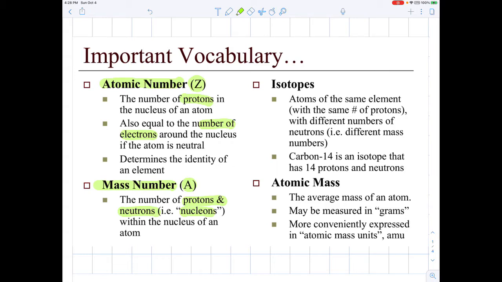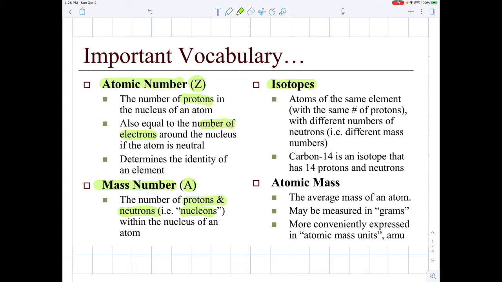Both the mass number and atomic number are counting numbers. So you're counting 1, 2, 3, 4 protons, etc., or 1, 2, 3, 4, 5 protons and neutrons. So they will always be whole numbers or natural numbers from 1 upwards. Okay? They'll never be decimals.